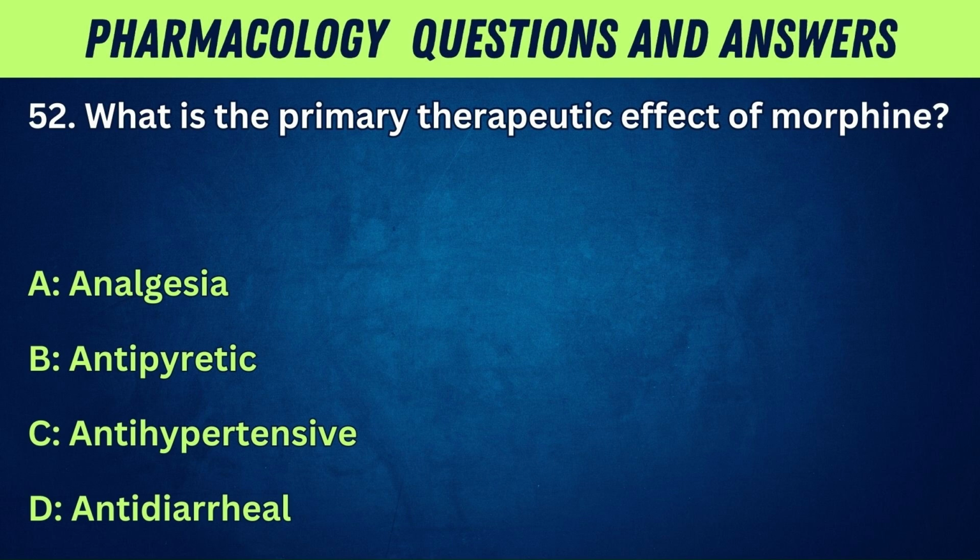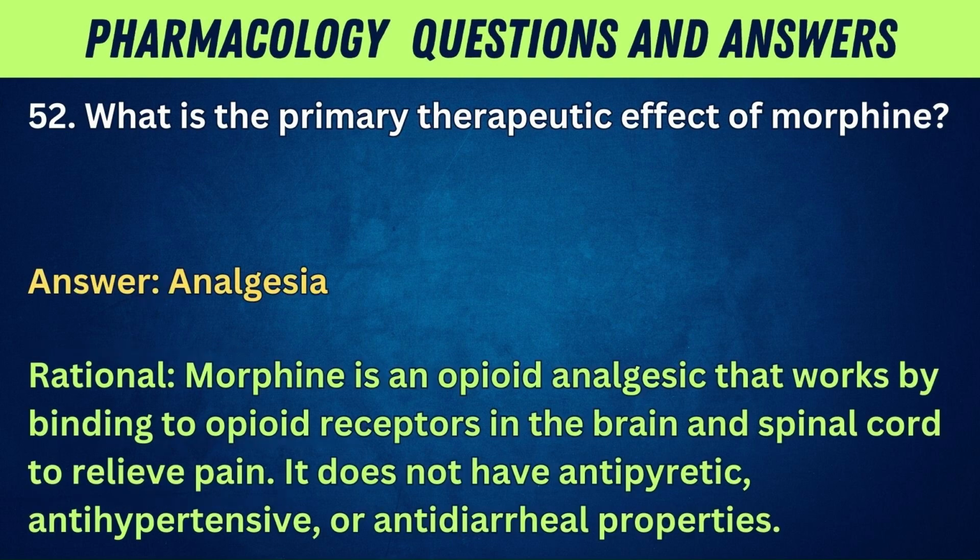52. What is the primary therapeutic effect of morphine? A. Analgesia. B. Antipyretic. C. Antihypertensive. D. Antidiarrheal. Answer: analgesia. Rationale: morphine is an opioid analgesic that works by binding to opioid receptors in the brain and spinal cord to relieve pain. It does not have antipyretic, antihypertensive, or antidiarrheal properties.